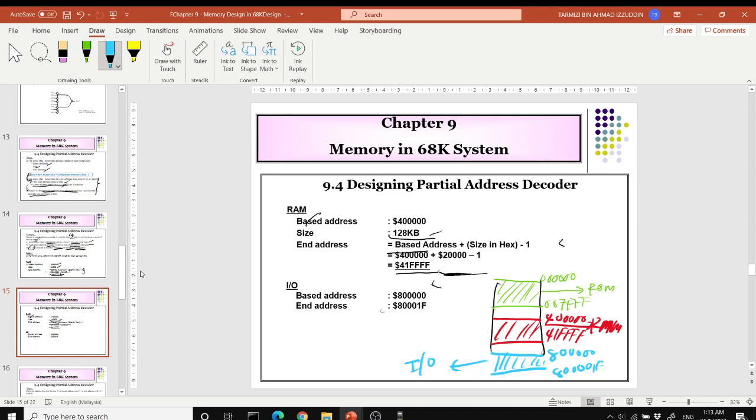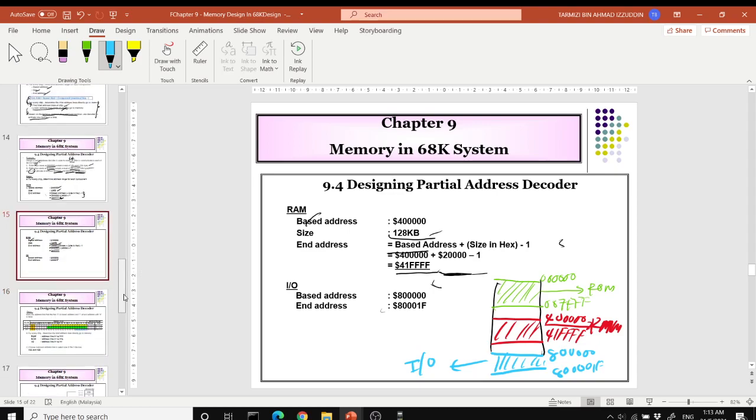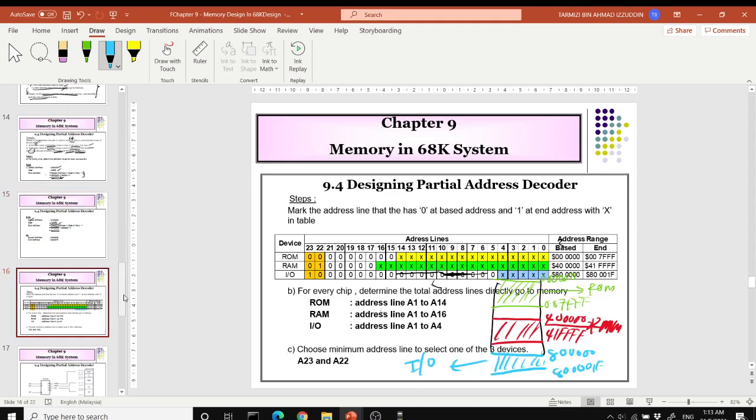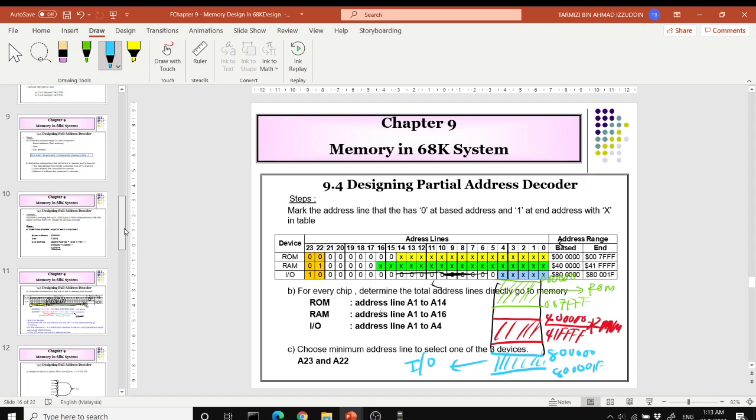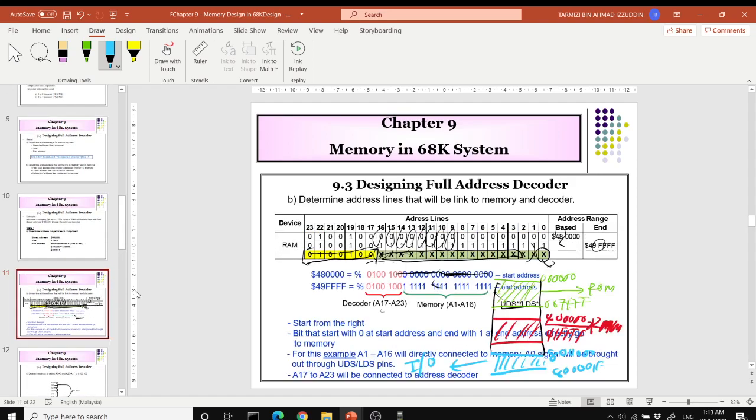So once you figure out the starting and the end address, what you're going to do is the same method that you use to determine the decoding in a full address decoder.